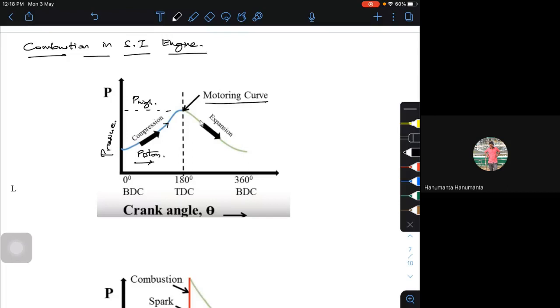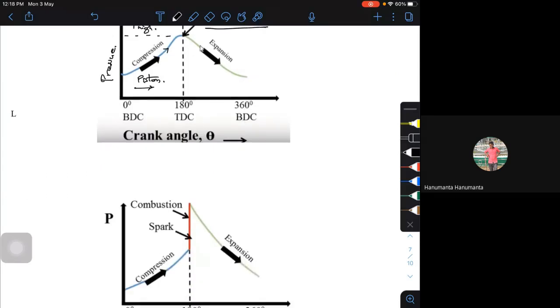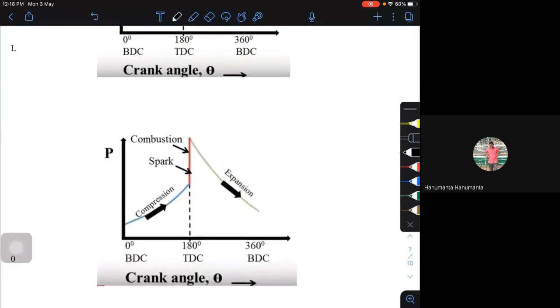This motoring curve is drawn to understand the behavior of that particular engine. Now the same P theta diagram, that is, the pressure versus crank angle diagram, with theoretical combustion process, how it's going to happen in an SI engine.